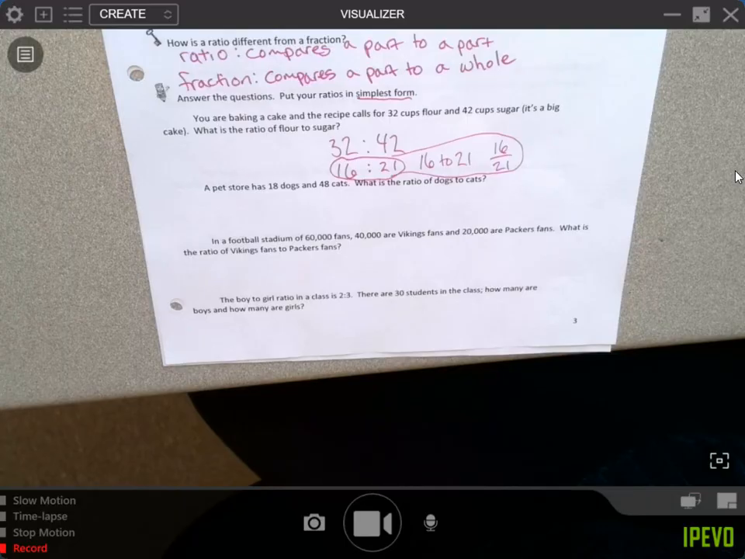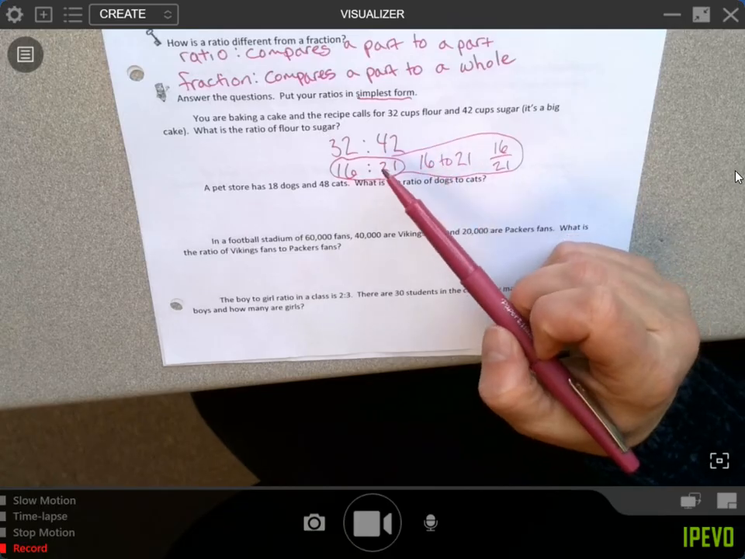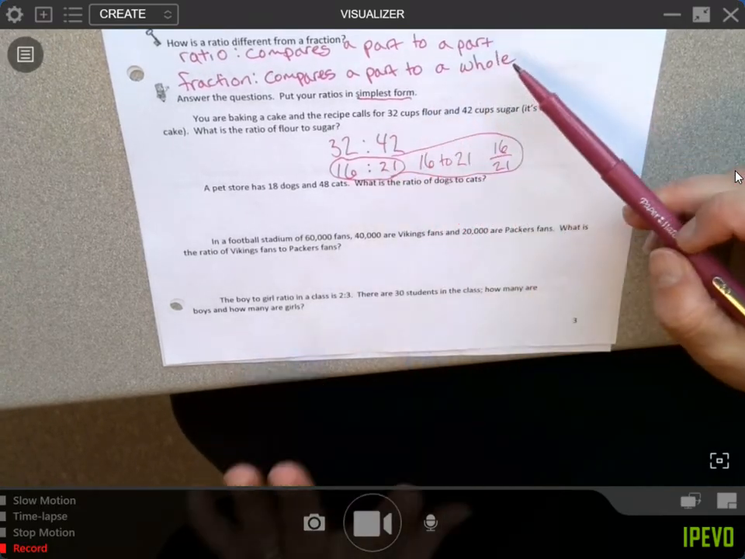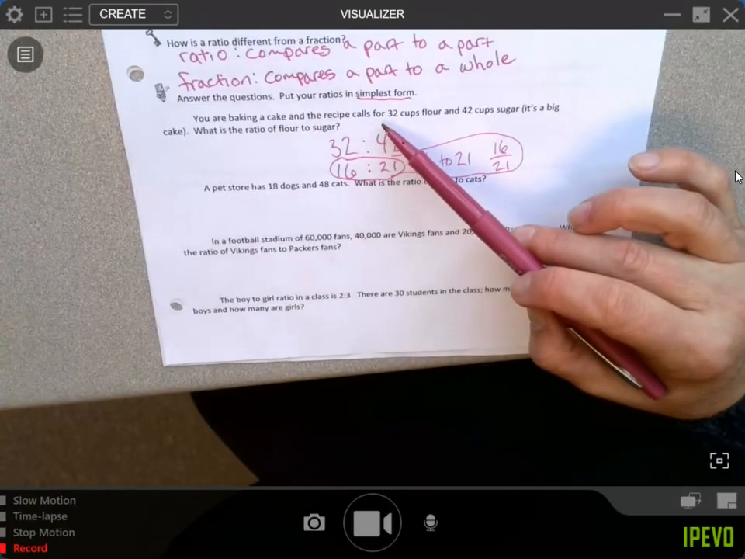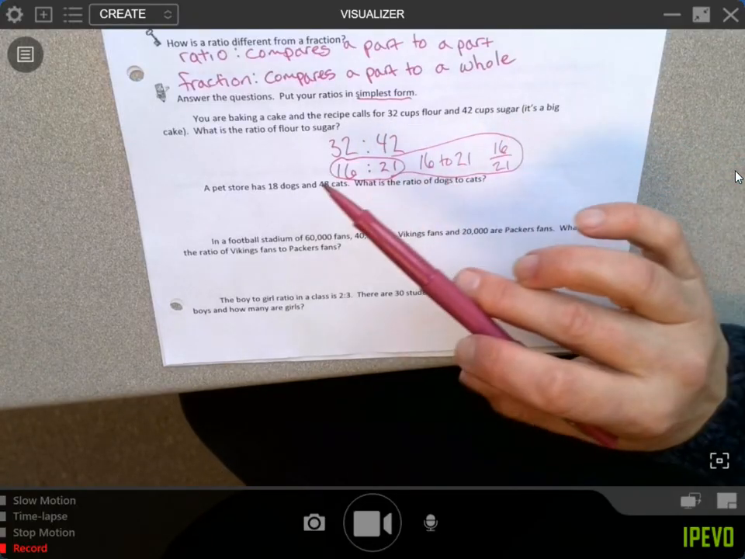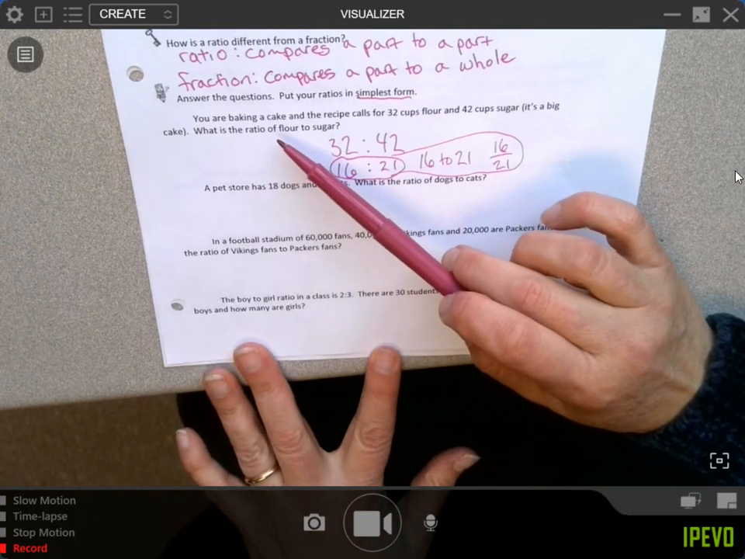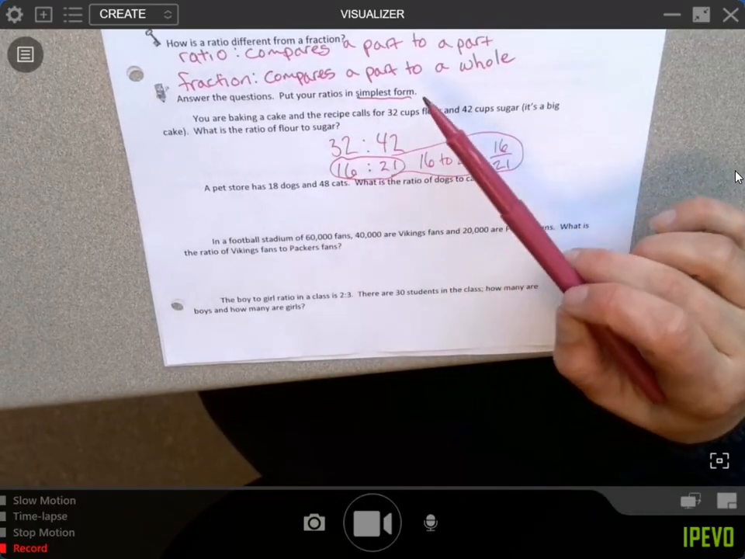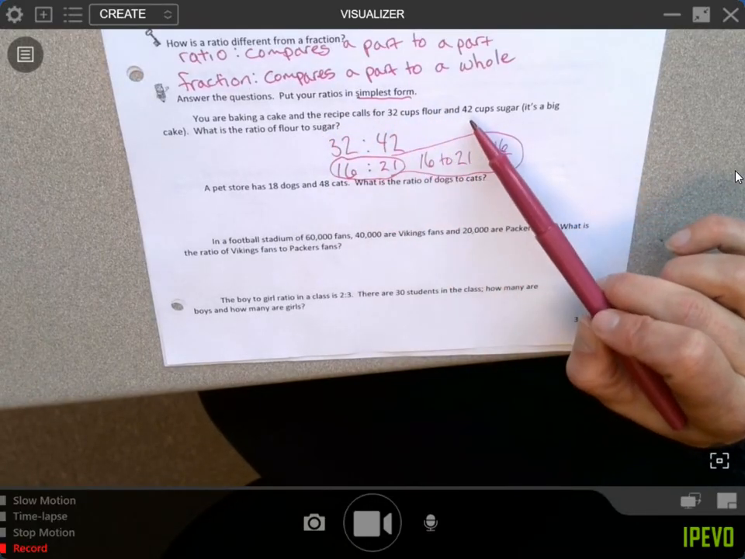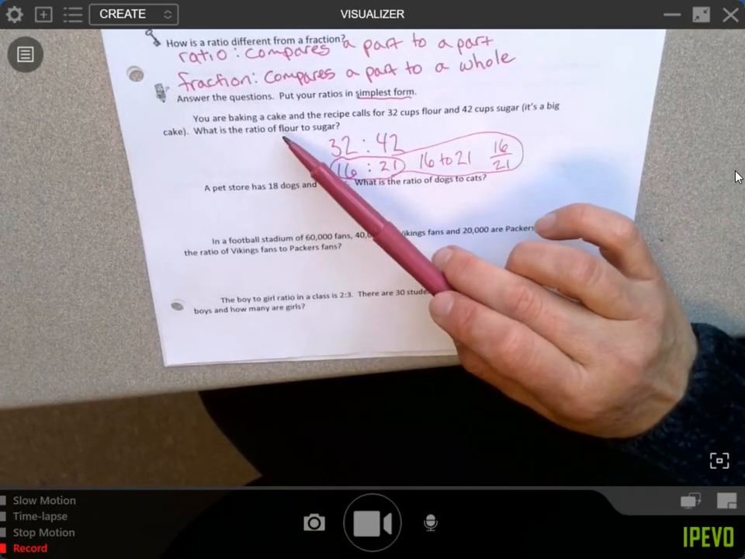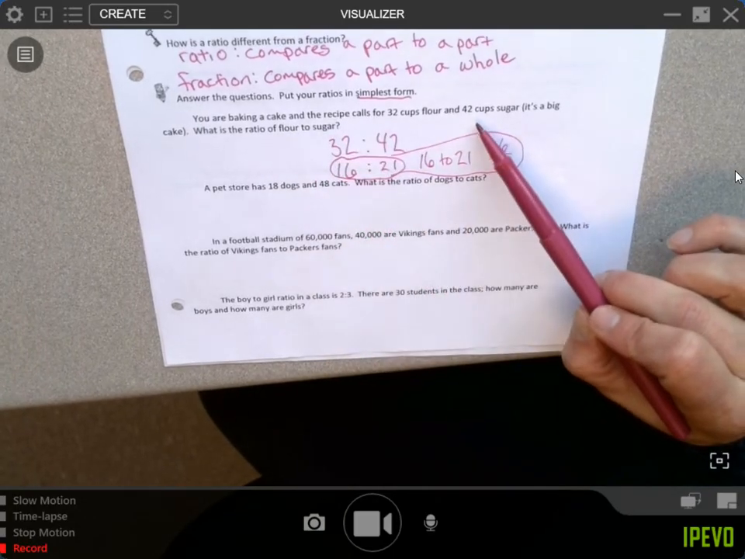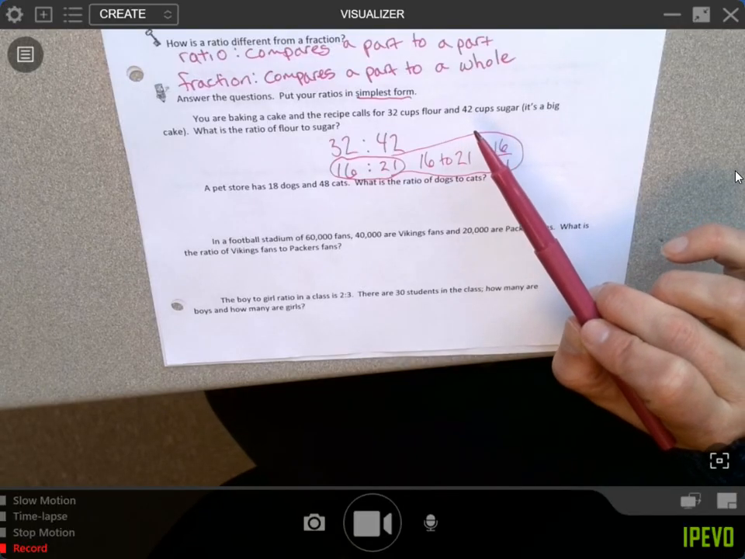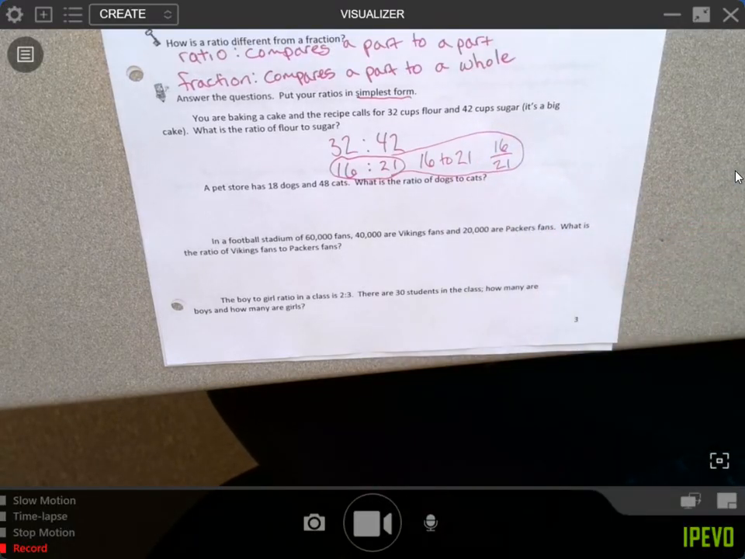Another thing to really be careful about is that we go in the right order. Sometimes you'll see something like 32 cups of flour and 42 cups of sugar, but it might say, what's the ratio of sugar to flour? So you really, really have to be careful. It's not always going to be the first number to the second number. You have to look at your question. If it said sugar to flour, I would have to put my sugar number first. There will be problems where you have to pay attention to that.